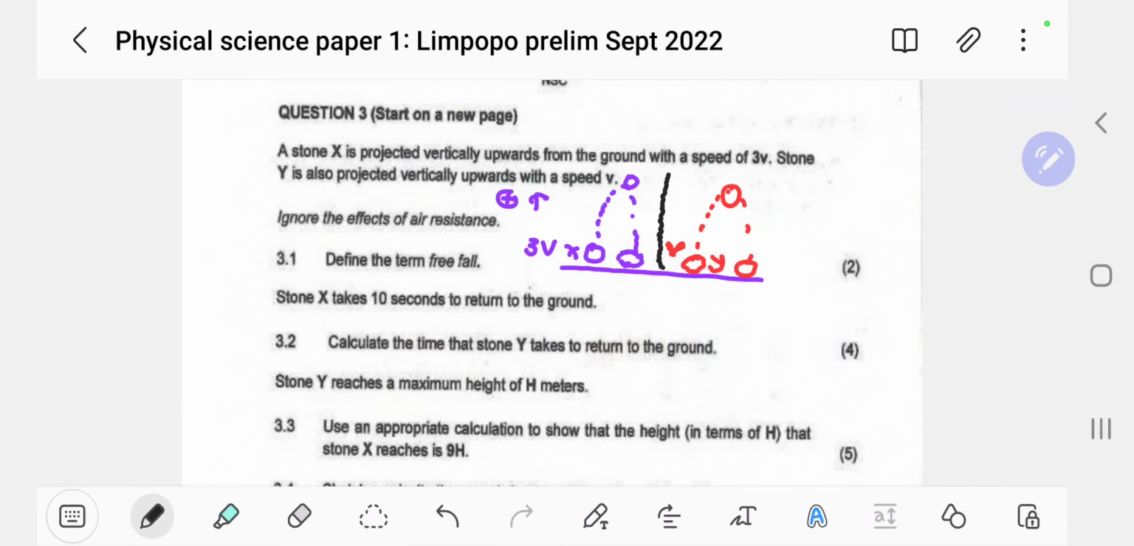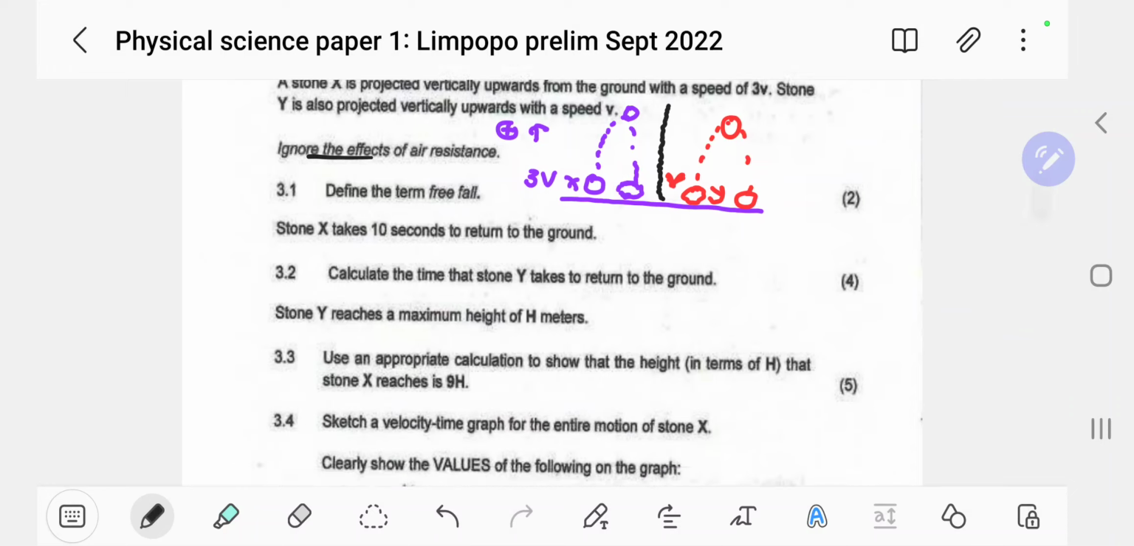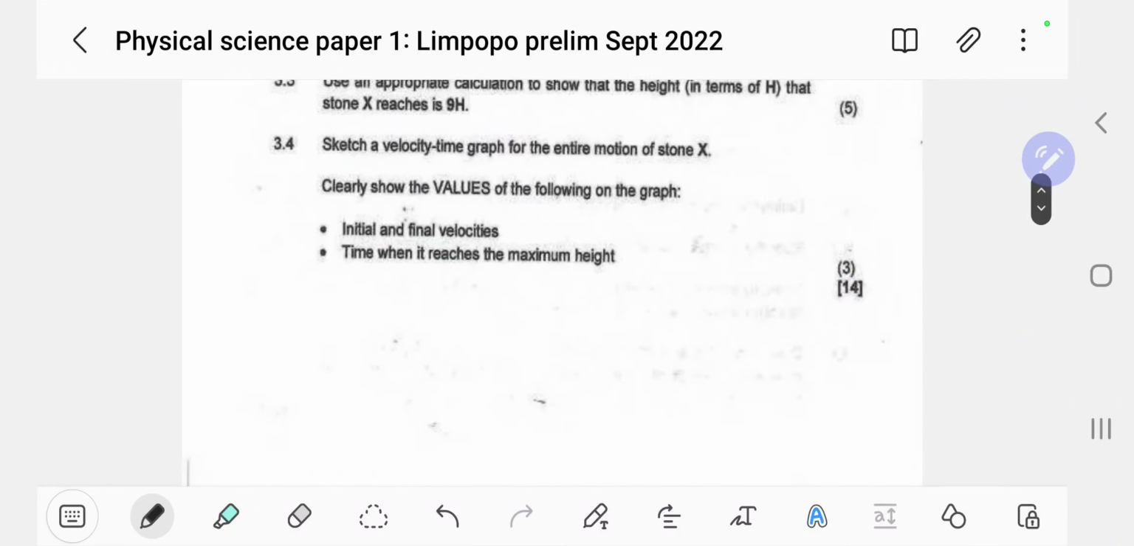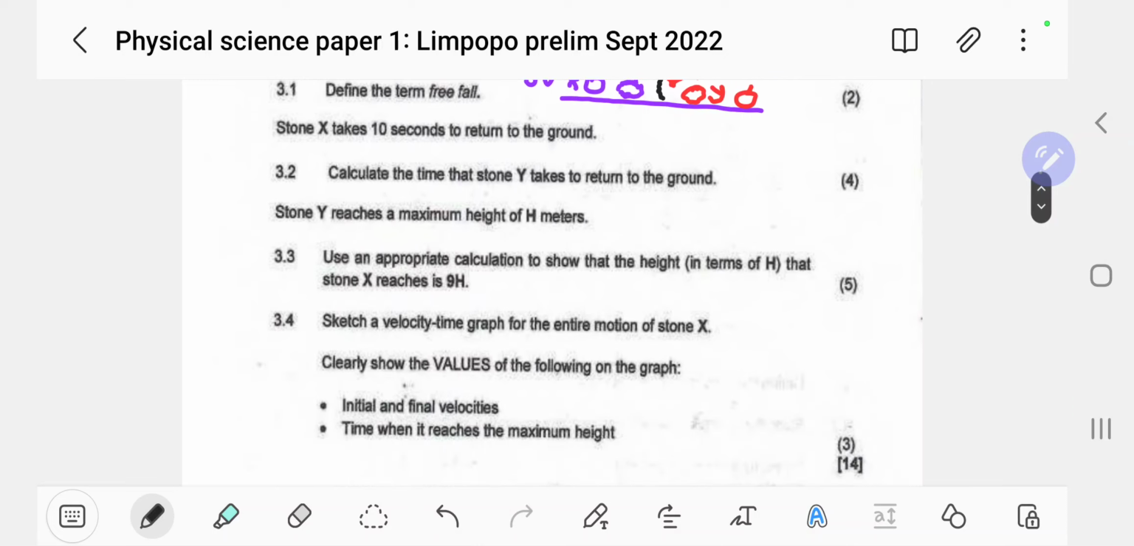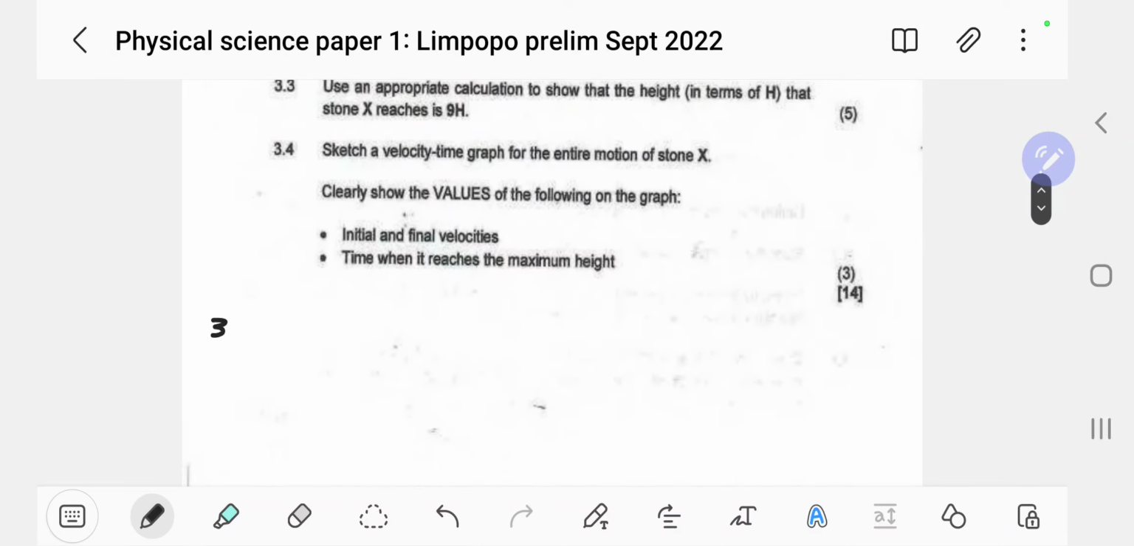Okay, not a problem. So now we are told here, ignore the effects of air resistance. So what does that mean? We are having a closed system. All right, so we are having a situation like that of a vacuum where there's no other things but just gravity at play. Now define the term free fall. So how do we define the term free fall? So let's answer this question 3.1 quickly.